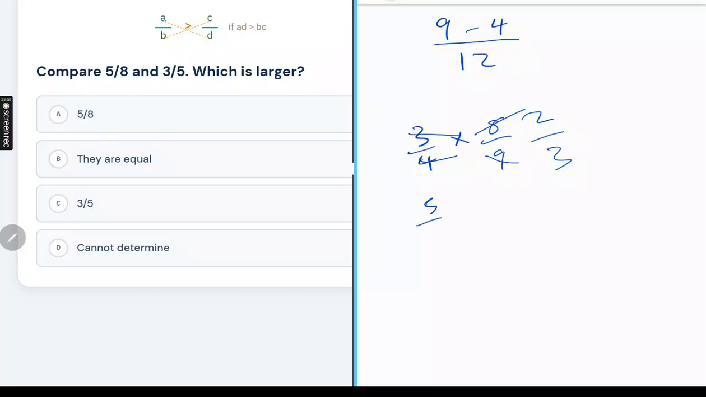Compare 5 over 8, 3 over 5. This, that is 25 here. 5 times 5, 25. 8 times 3 is 24. So 25 is greater than 24. 5 over 8 is greater.